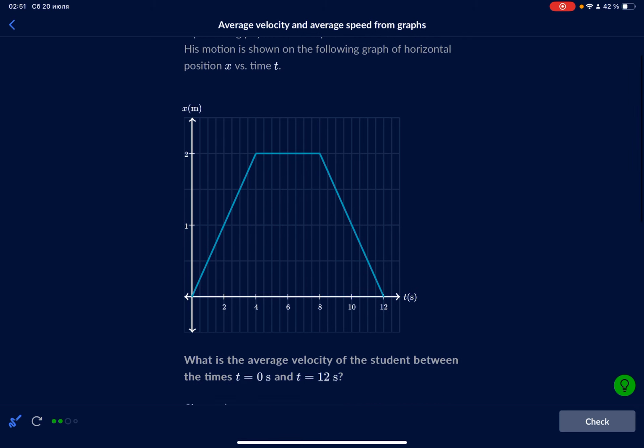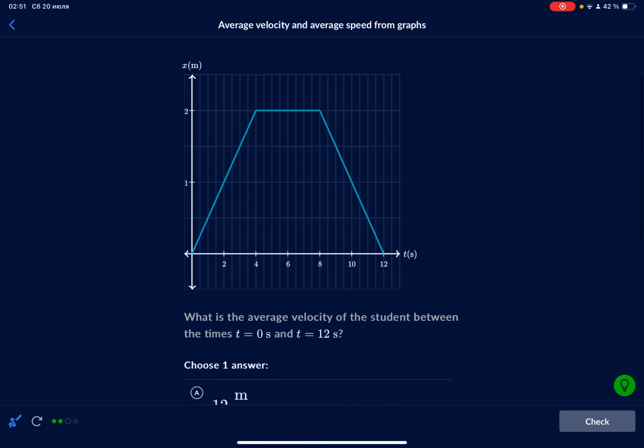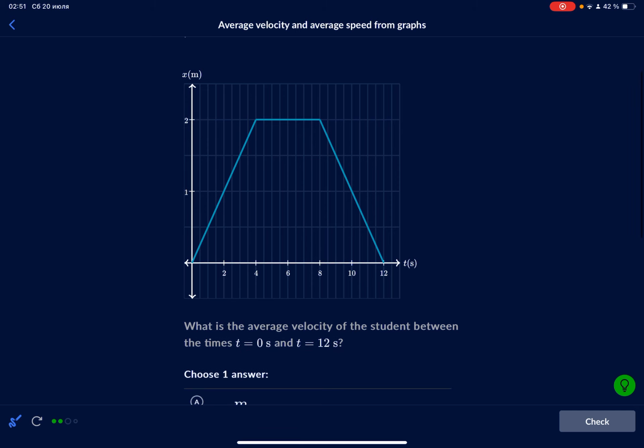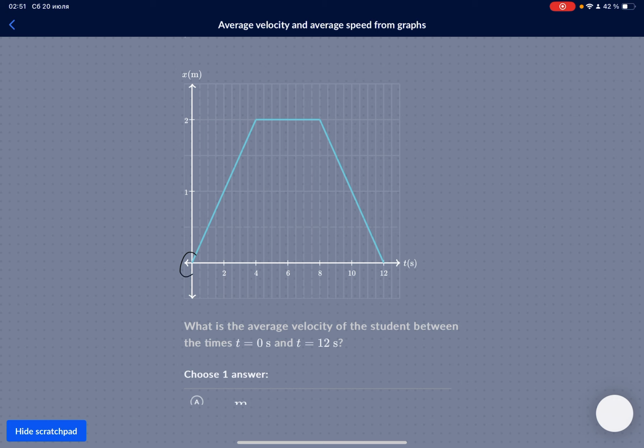Alright. So try to find this. What is the average velocity of the student between 0 and 12? It's actually not changing. So for the velocity, it won't matter, because it still equals 0. So t is moving from 0 to 12, but the displacement is not changing actually. That's why that would be from 0 to 0. So that would be 0.